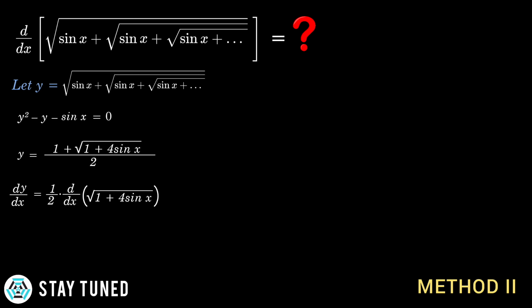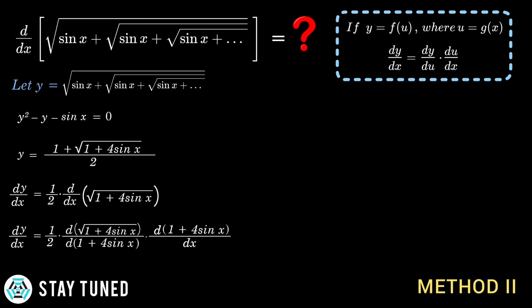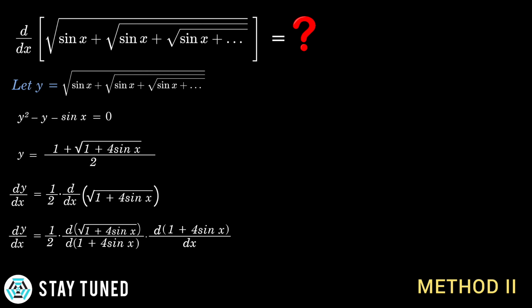Now, since we cannot directly differentiate under root of 1 plus 4 sine x with respect to x, we will apply the property of chain rule, displayed above. Doing this gives the following terms. Next, we will rewrite under root of 1 plus 4 sine x as 1 plus 4 sine x whole raised to the power of half. Now again, we will split the derivative of 1 plus 4 sine x with respect to x using the previous property. And once again, the derivative of 1 will be 0, so we will eliminate it.